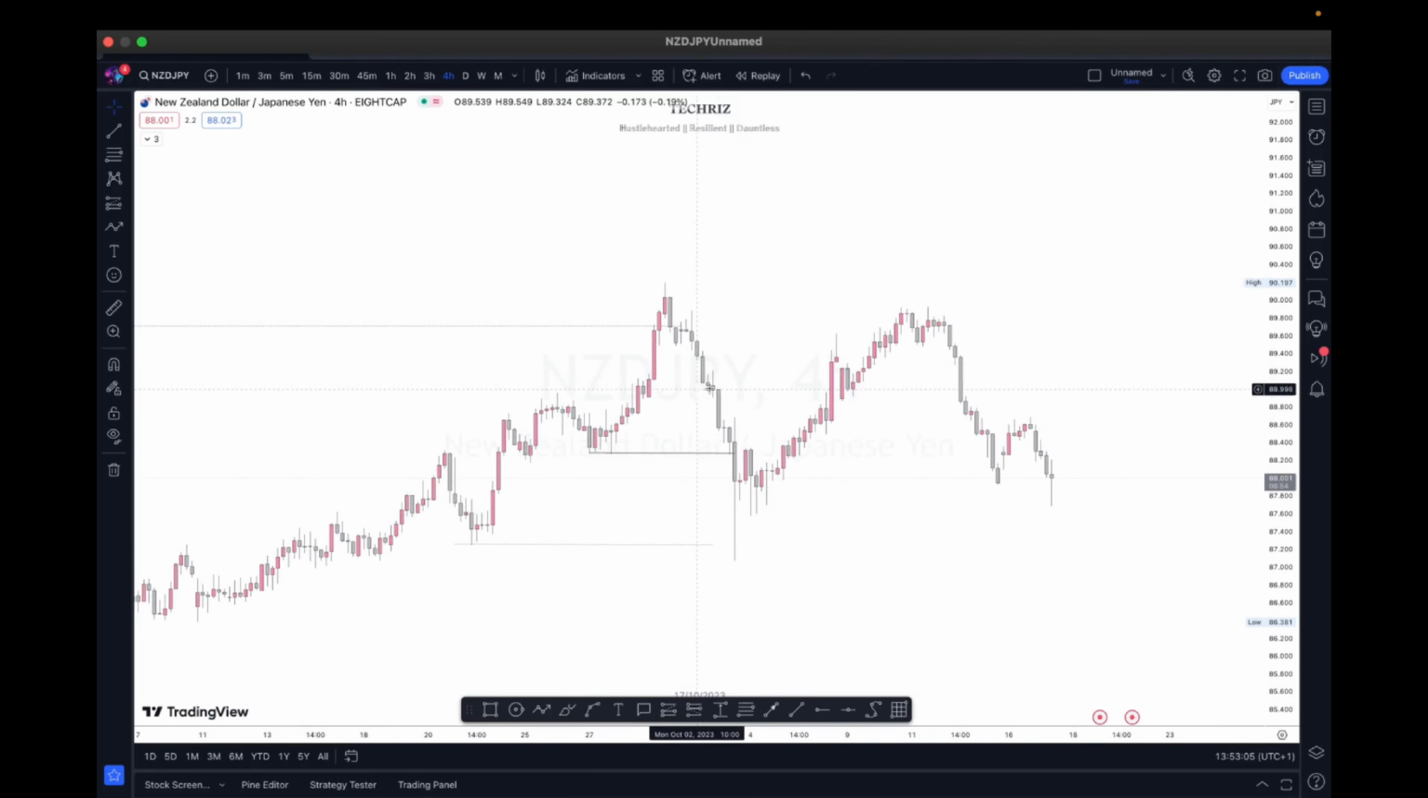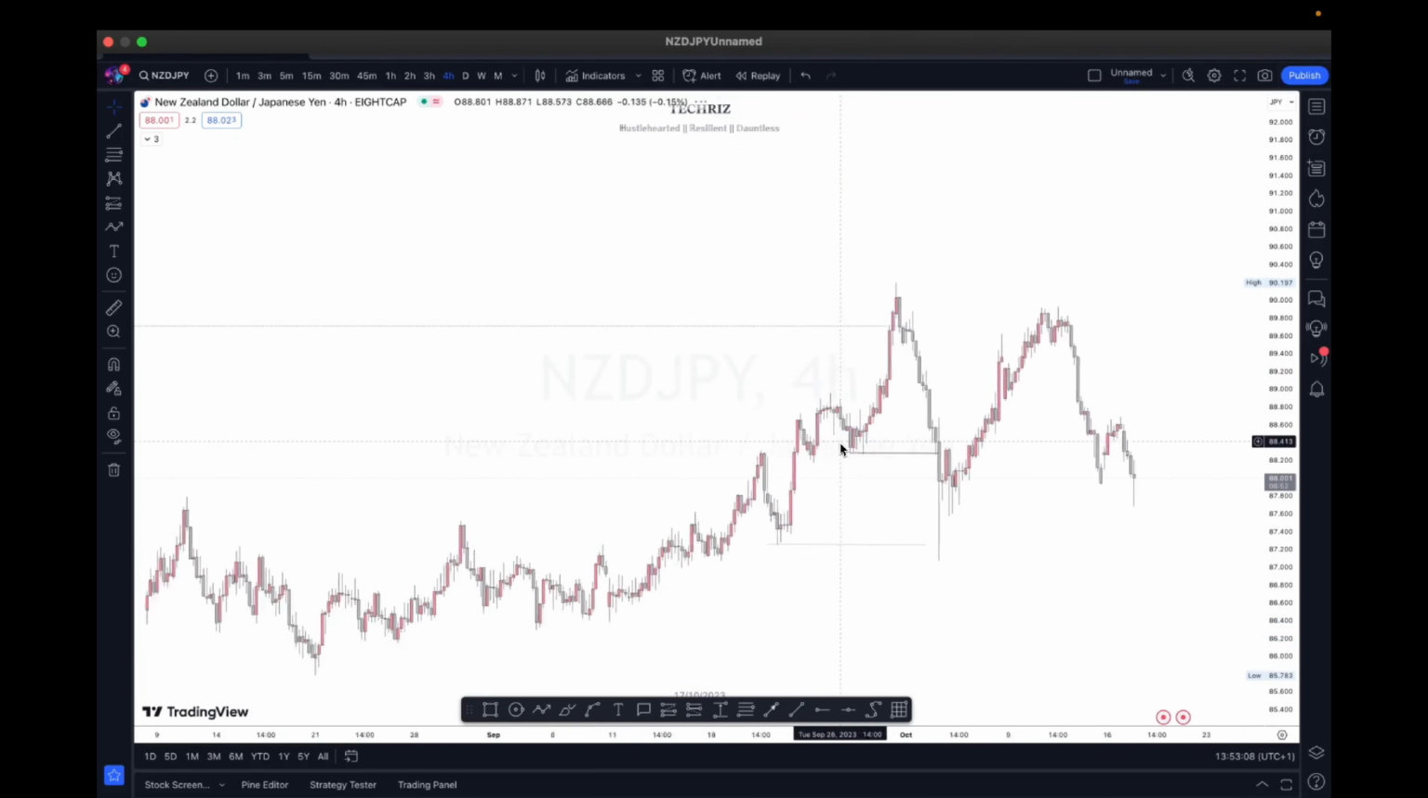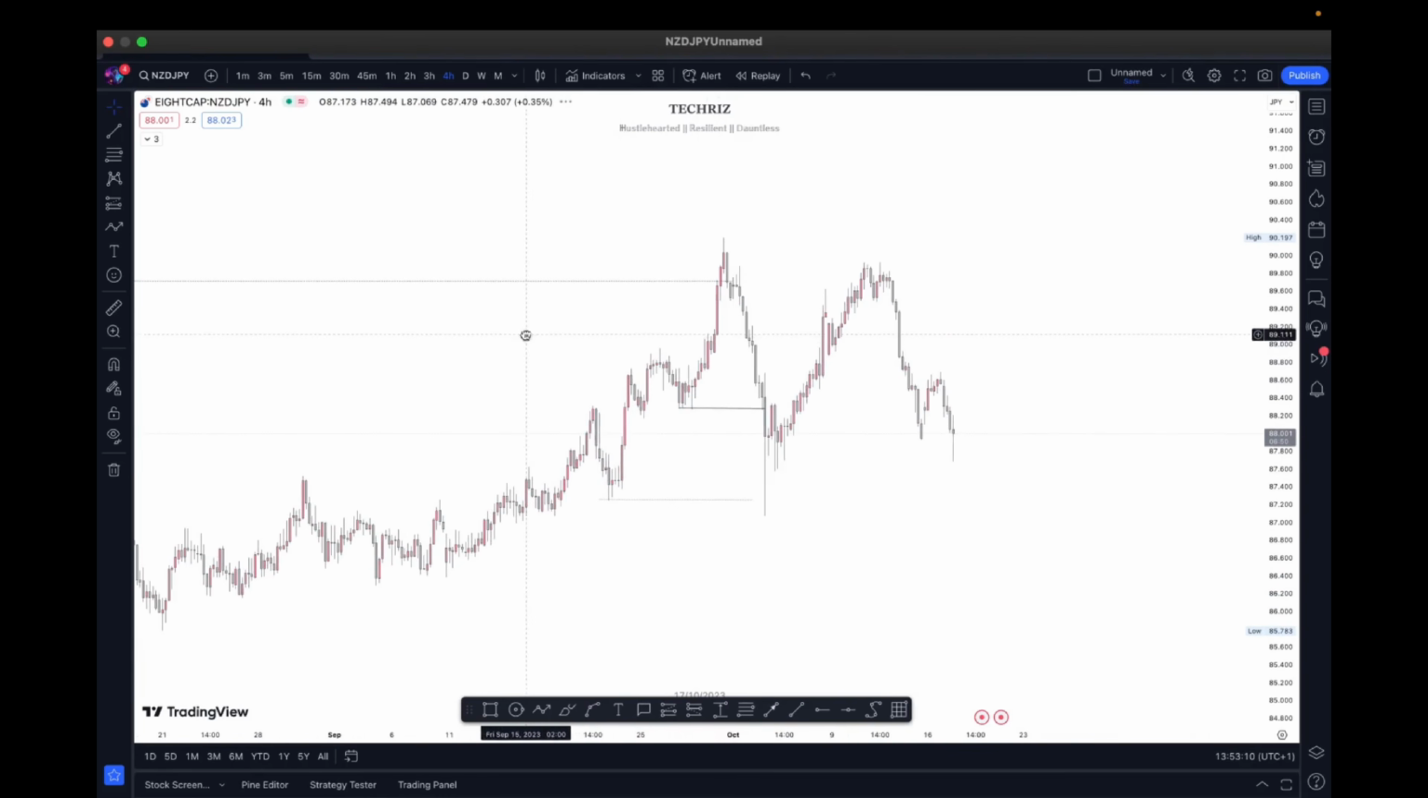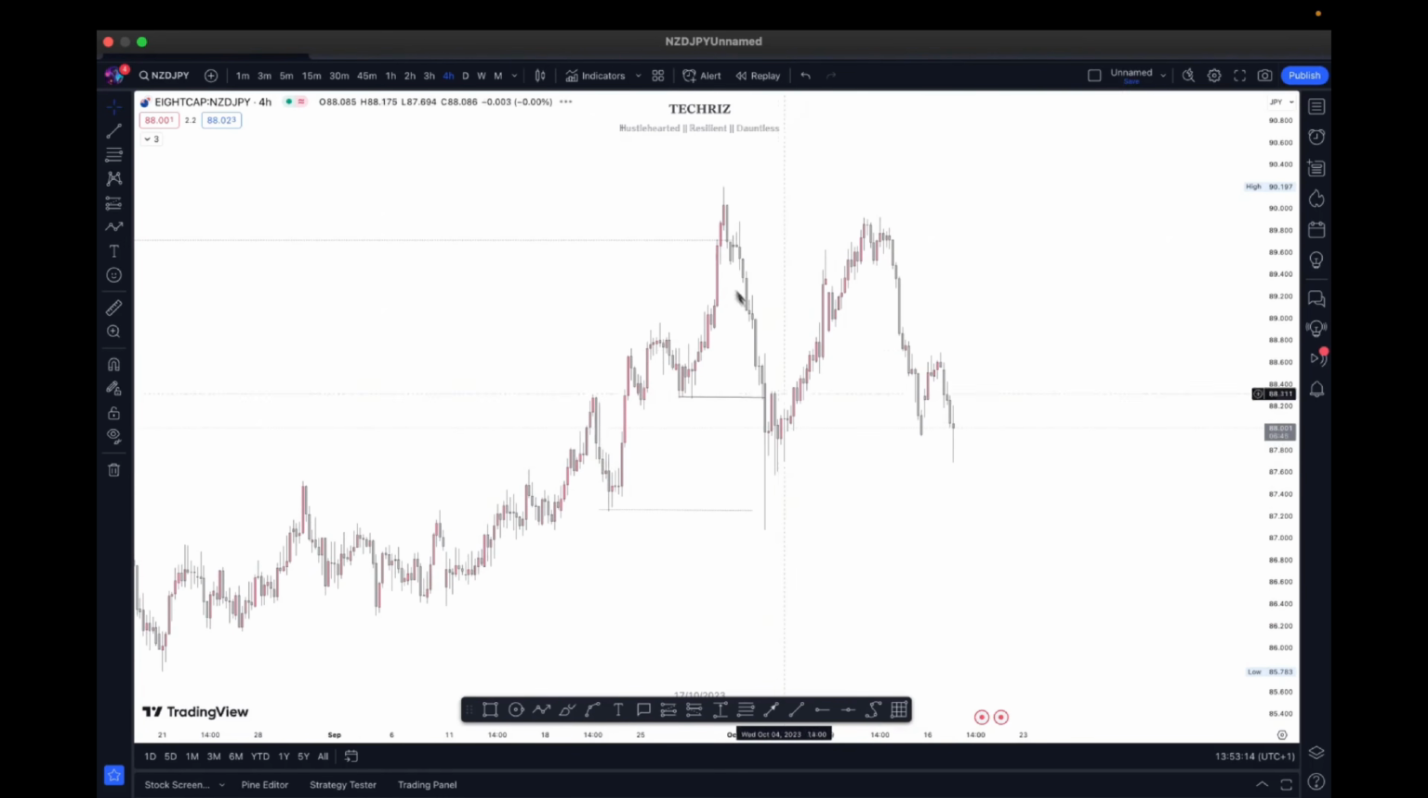Now, most persons would see something very familiar here. When the market broke this low, it came down here and then stopped at this point. So we could just mark here.